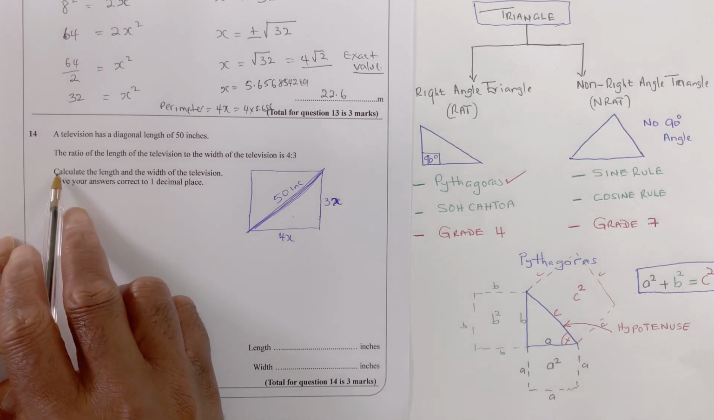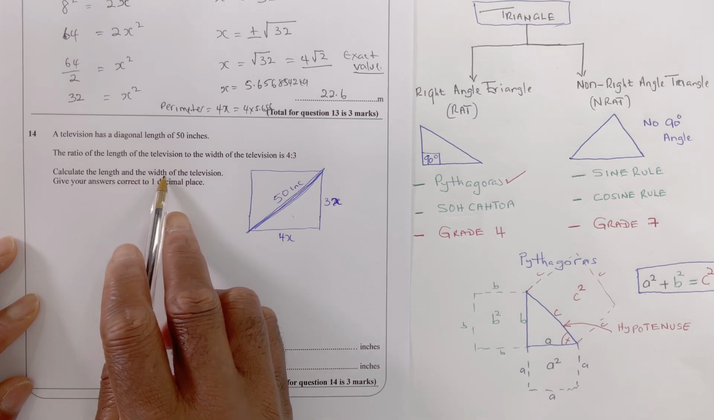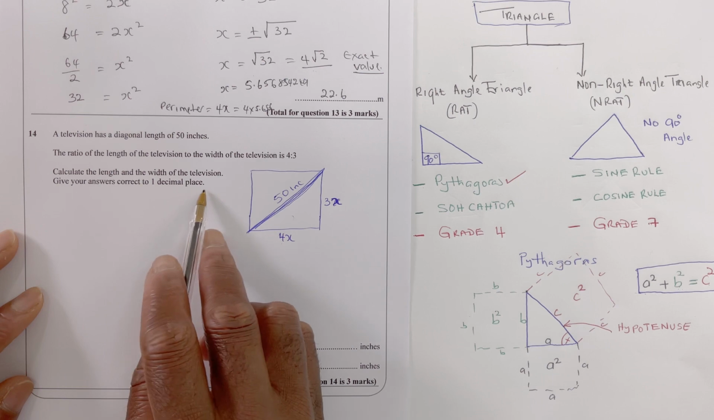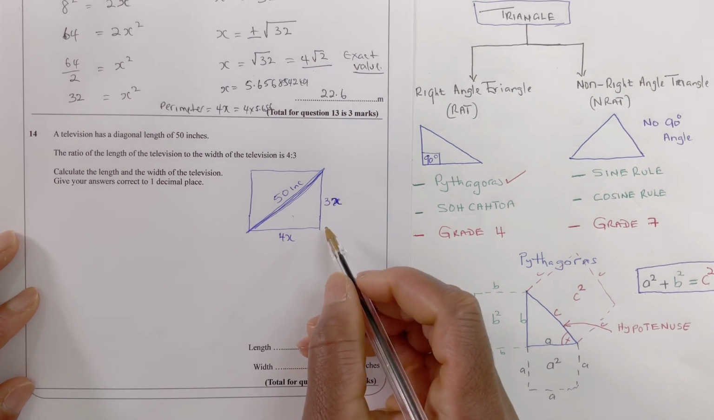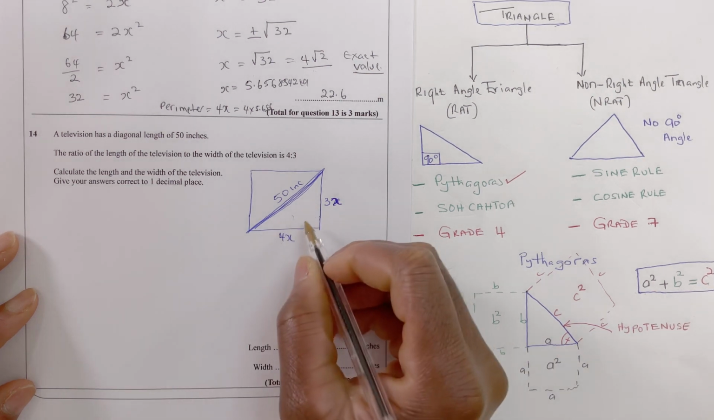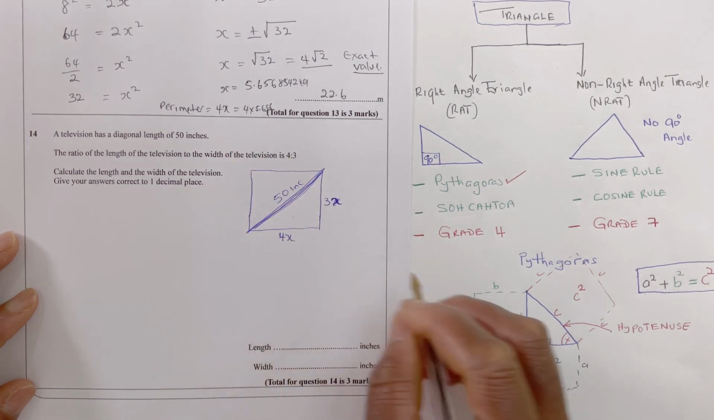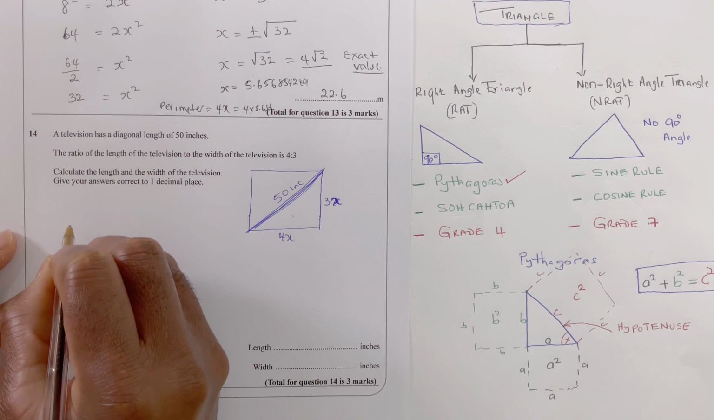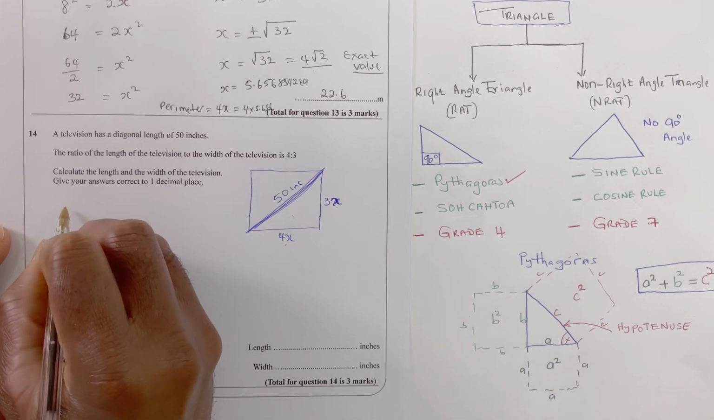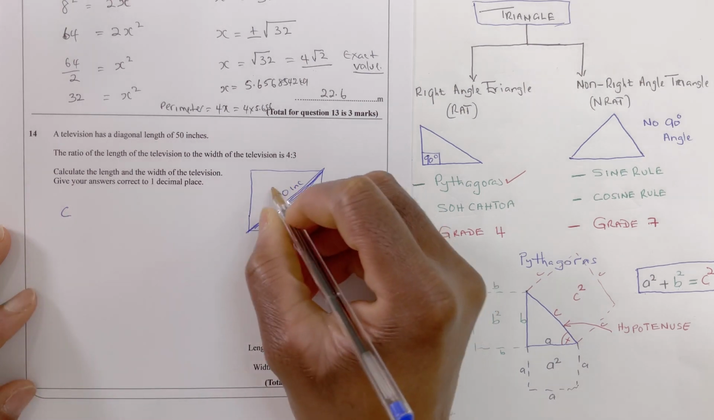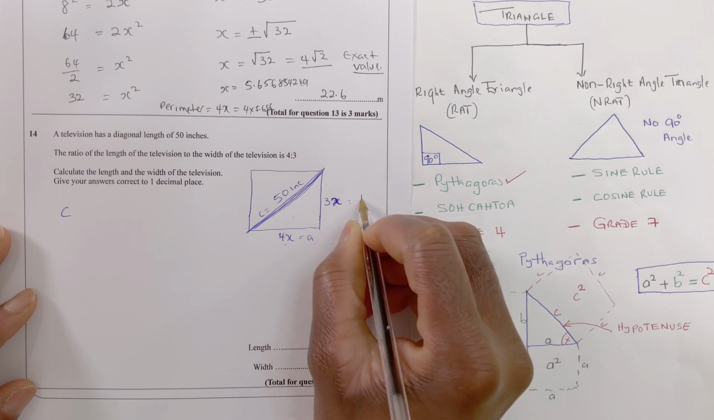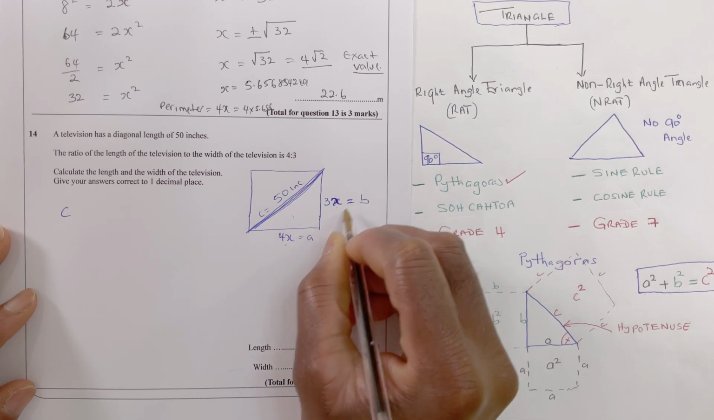Now, it says calculate the length and the width of the television. Give your answers to one decimal place. So now we know what to do. Again, we're going to use Pythagoras' theorem. Don't forget that it's going to be in inches. So what we're going to do is find x. So c squared, this one is c, and this is a, and that is b.